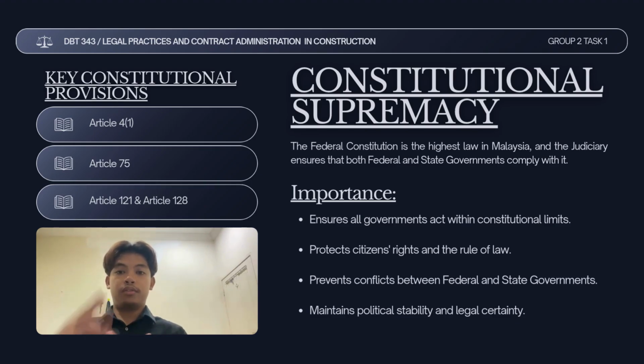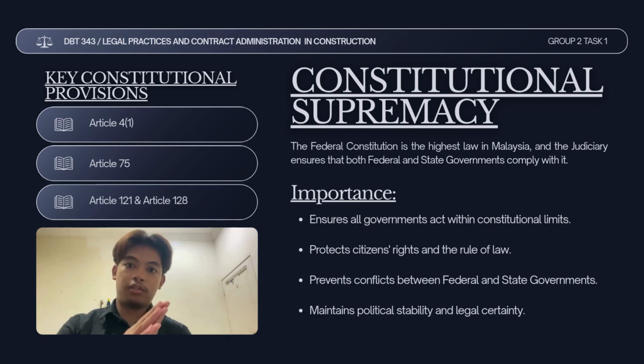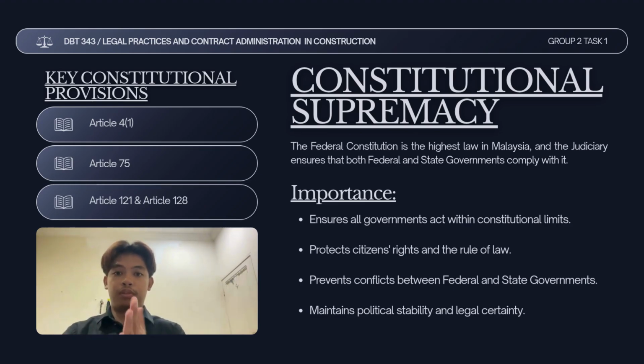Next, let's take a look at the key constitutional provisions. We have listed 4 essential articles that form the foundation of our legal system. So the first one is Article 4 Clause 1. It establishes that the federal constitution is the supreme law of the land, meaning that any law inconsistent with it is void. And second is Article 75. It resolves conflicts between laws. So it states that if a state law clashes with a federal law, the federal law prevails.